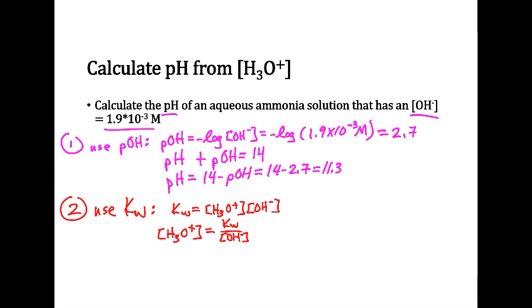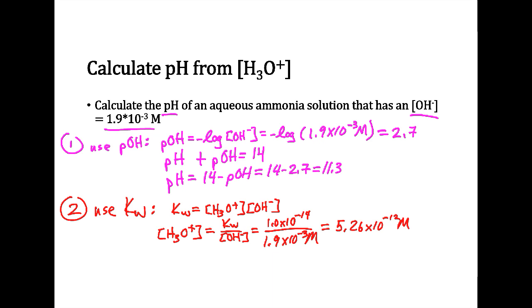So substituting in, Kw is a constant for us, 1.0 times 10 to the negative 14th, divided by our hydroxide concentration, which is 1.9 times 10 to the negative third molar. And so we plug that in, and we get the concentration of H3O plus is 5.26 times 10 to the negative 12th molar.